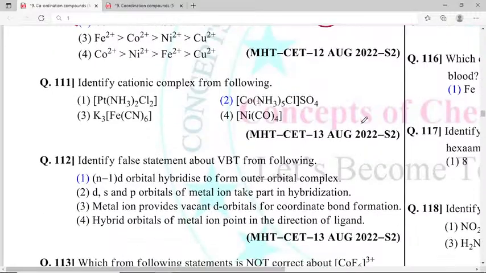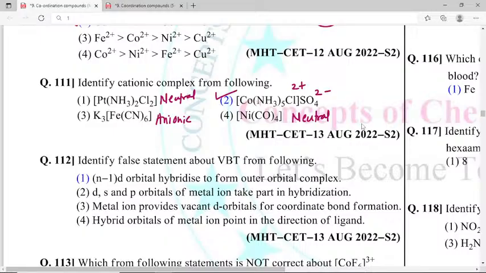Identify the cationic complex from the following. This is 2 minus, this is 2 plus, so this is cationic complex. Number 1 is a neutral complex, so this is neutral. This is again a plus minus, this is anionic complex. This is option number 4, a neutral complex.